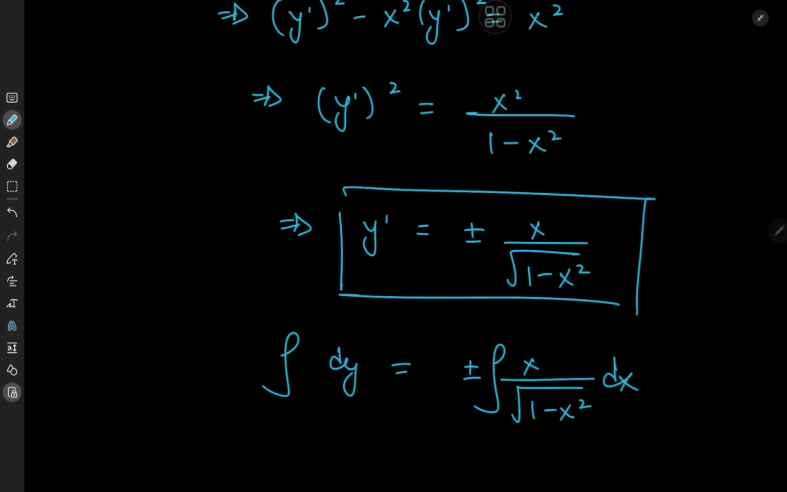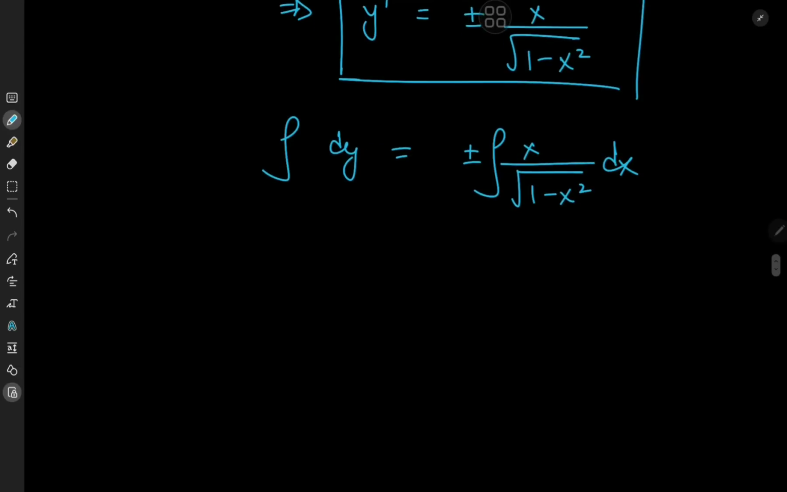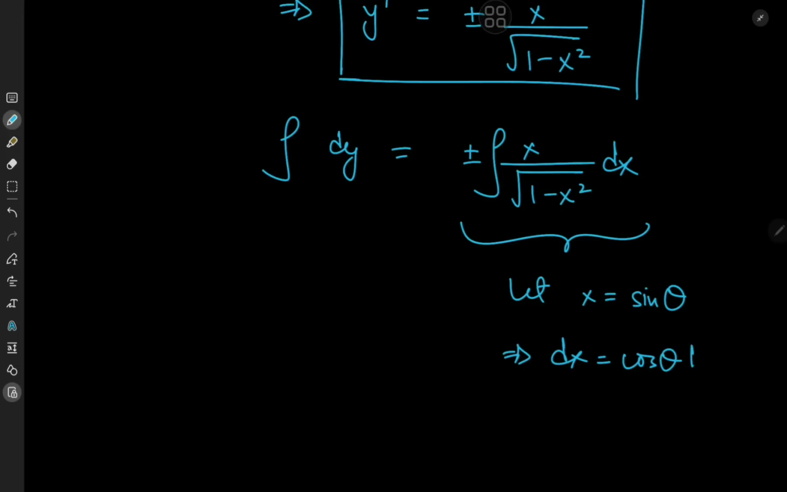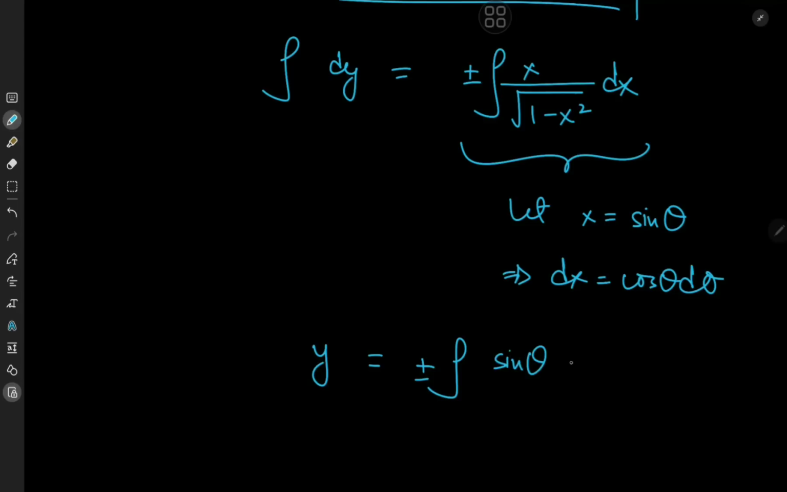And integrating this gives us, on the left-hand side, we just have y, but on the right-hand side, we'll need a substitution that is letting x here equal to the sine of theta. And this implies that dx equals cosine theta d theta. And that means we have y equal to plus or minus the integral of x turning into sine theta, dx turning into cosine theta d theta, and in the denominator we have root 1 minus sine square theta.